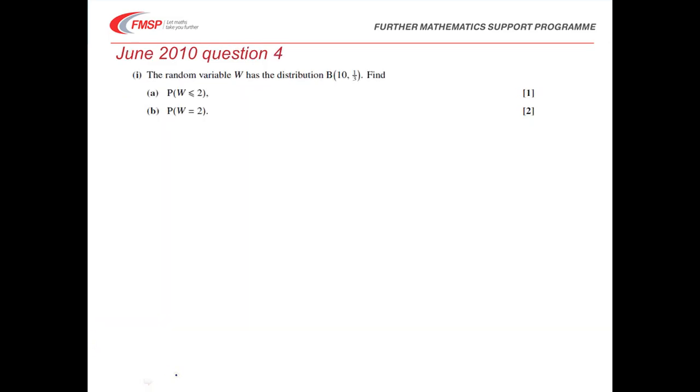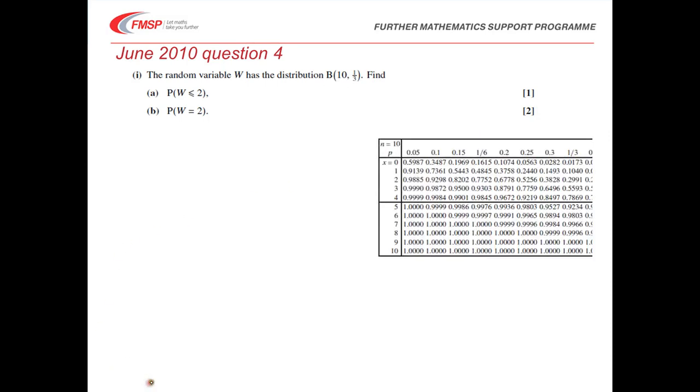So, June 2010, question 4. We're now moving on to a binomial. We've got a random variable w, and we're told that it's got a specific distribution, and we're asked to work out two probabilities. Now, these are not particularly difficult, so we just need to calculate them through. And the great thing is, for certain values, we can use the cumulative table. So p is a third, and we can see that a third is in fact one of the columns in my binomial cumulative table, and we're dealing with the situation where n is equal to 10.